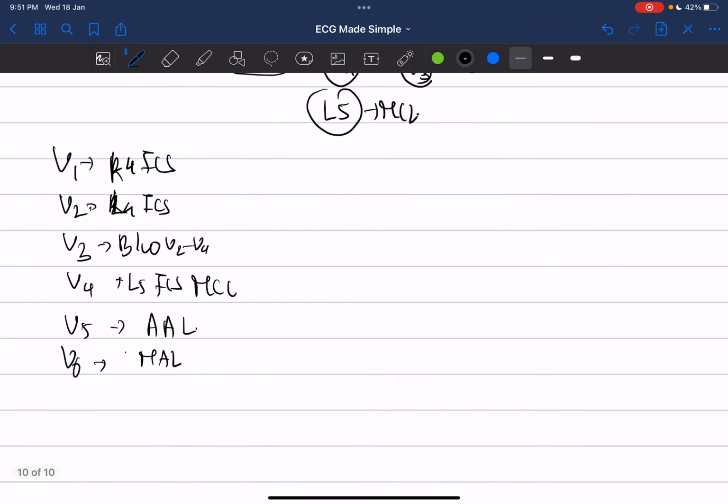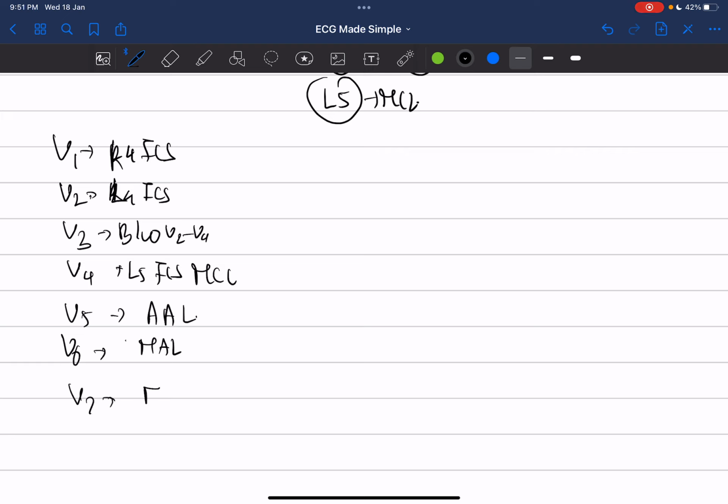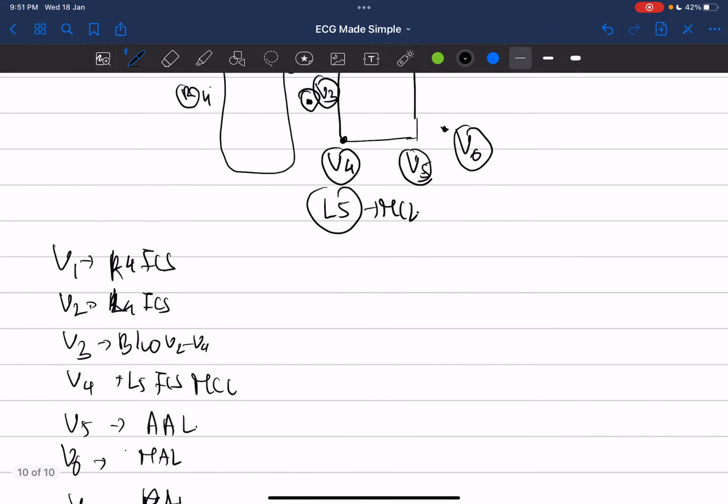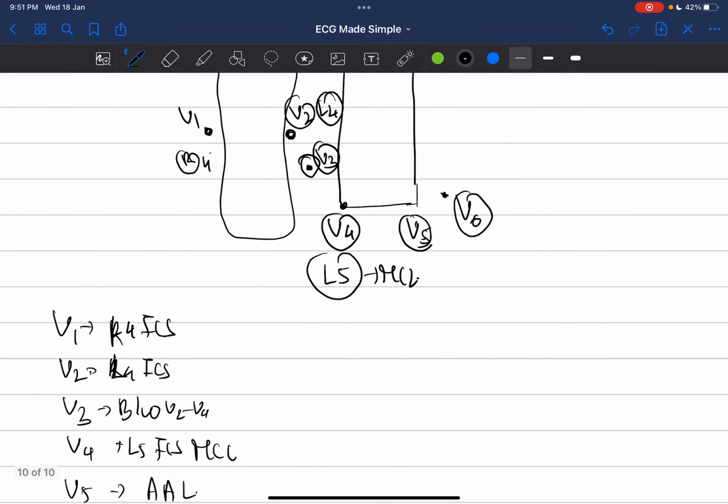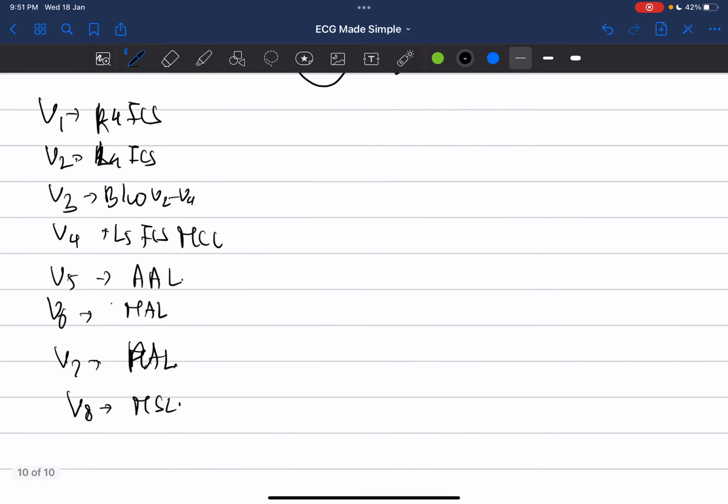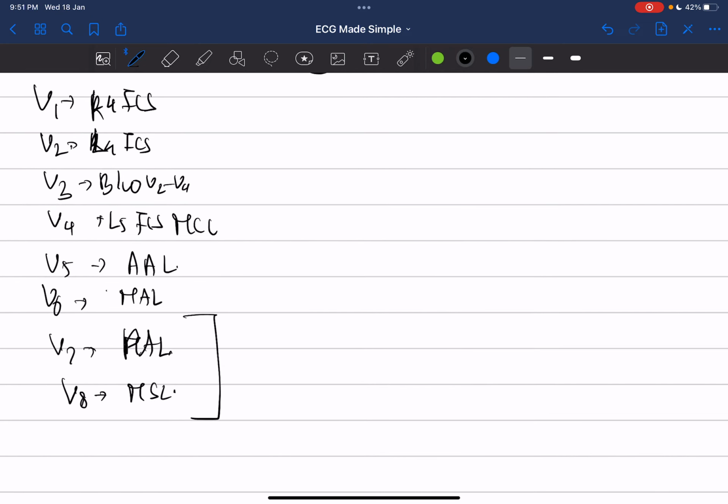V7 should be in the posterior axillary line, and V8 in the mid scapular line. So the leads will start going posteriorly. When will you place these posterior leads? This is a clinical point. When you have an inferior wall MI, and there is a suspicion of an RCA infarction, then you have to do posterior leads.